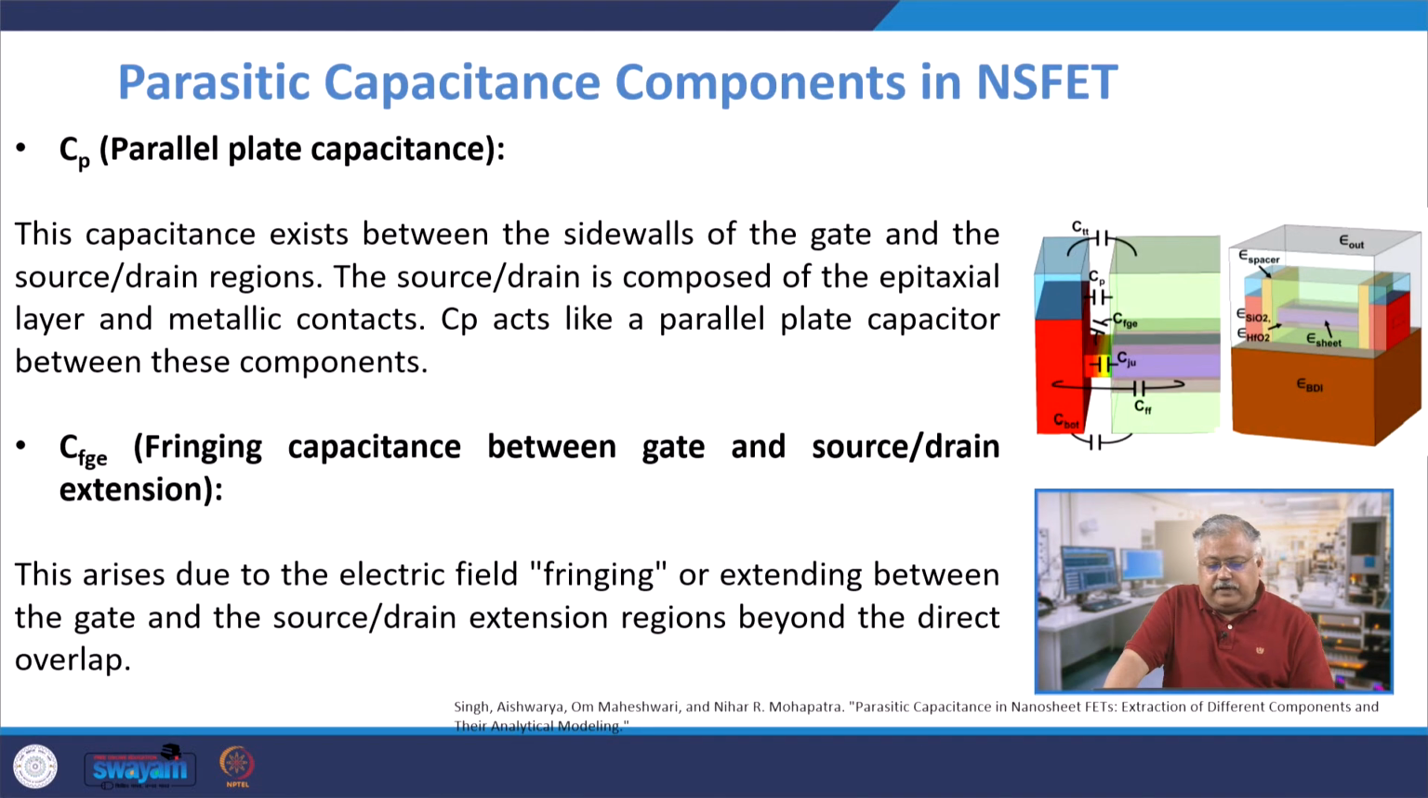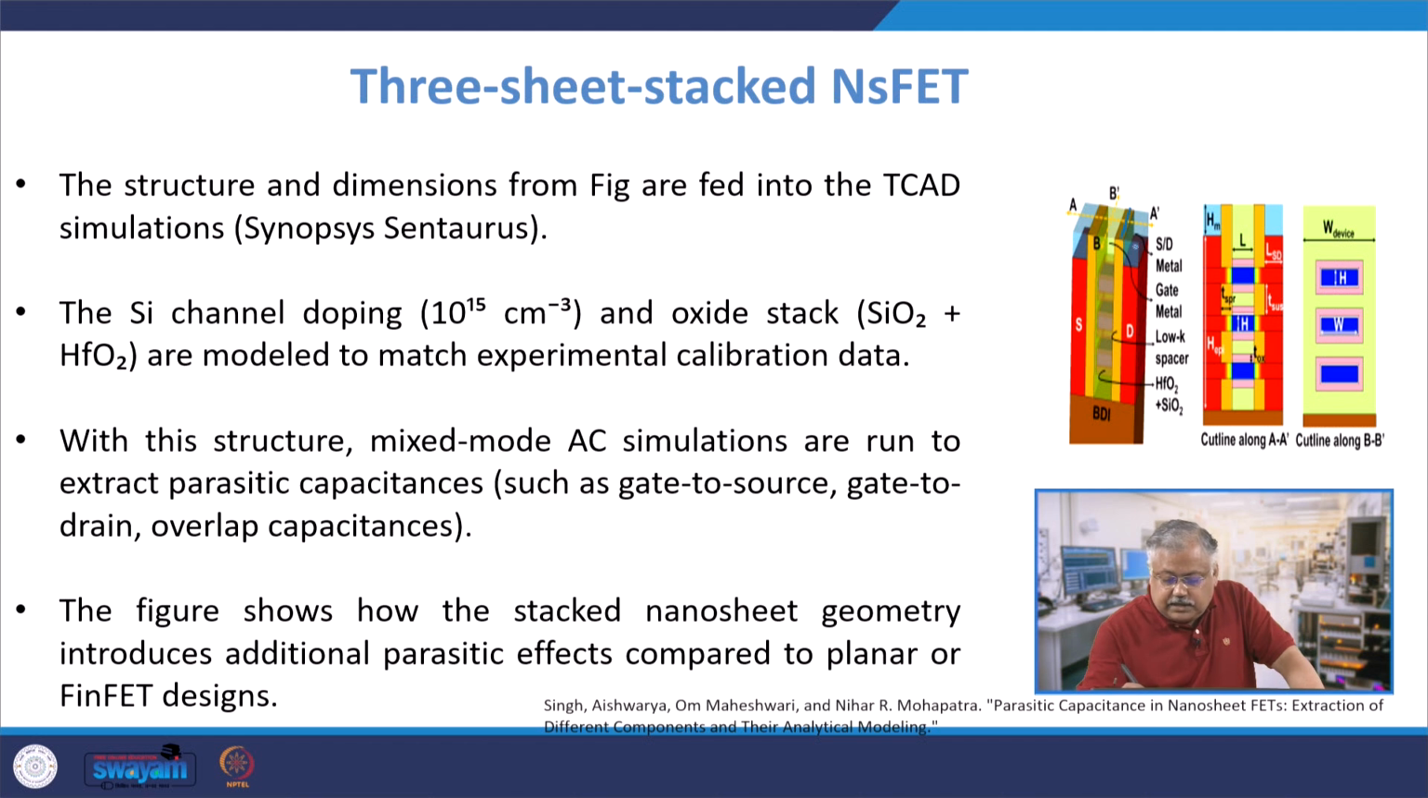Let's go to the various parasitic capacitive components in the nanosheet FET, right? The first one is a parallel plate capacitor, as you can see here, and the capacitance exists between the sidewall of the gate and the source drain region. If you go back to your previous slide, look at this gate, and this is the source drain, so it is an extended source drain. The capacitance between these two points is basically my extended source drain region.